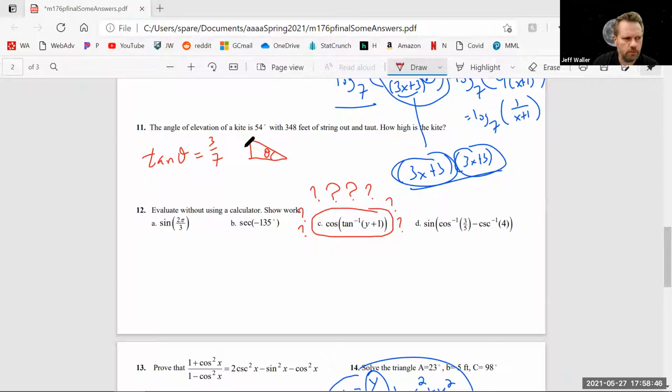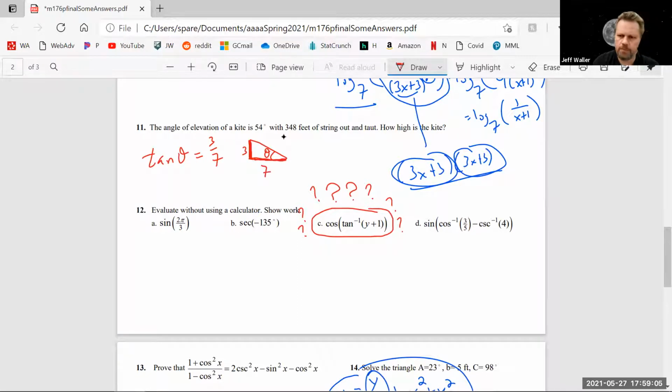Y side, correct? Opposite is going up and down, so that's going to be the Y side. So it's Y over X.